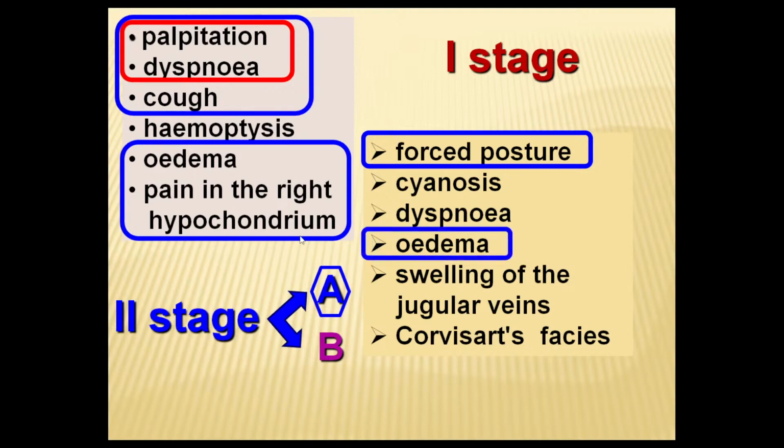On inspection, we can see edema on the lower extremities if we examine the patient in the evening. In the morning, the patient is subjectively healthy. Second stage, only one circulation is involved, only lesser or only greater. Second B, both circulations are involved in the pathological process.